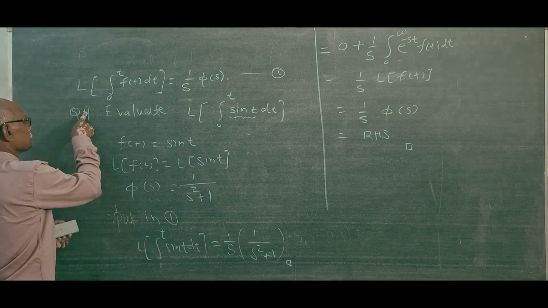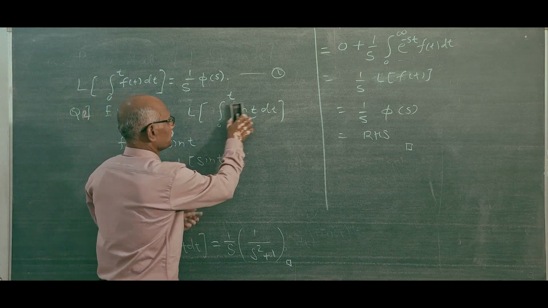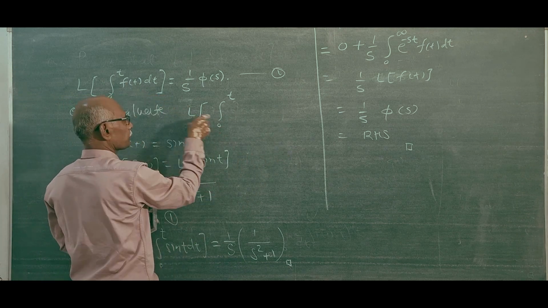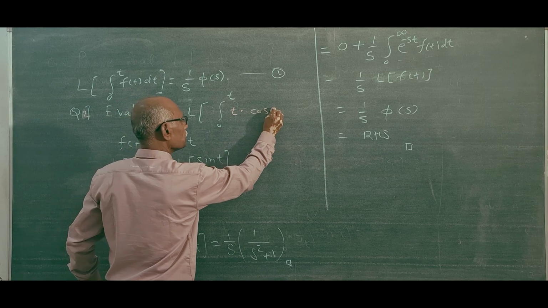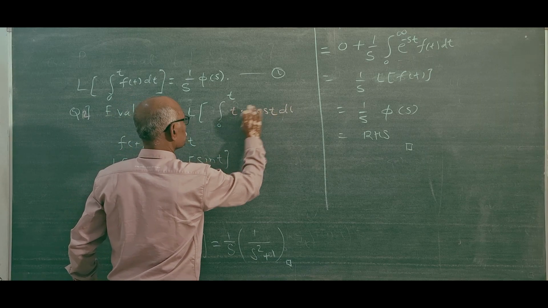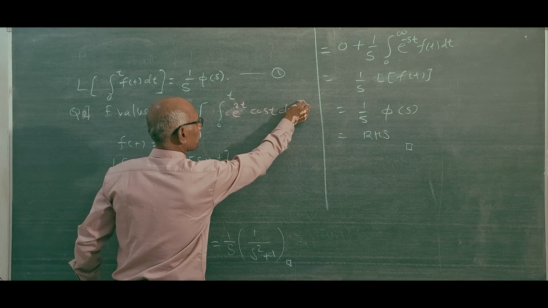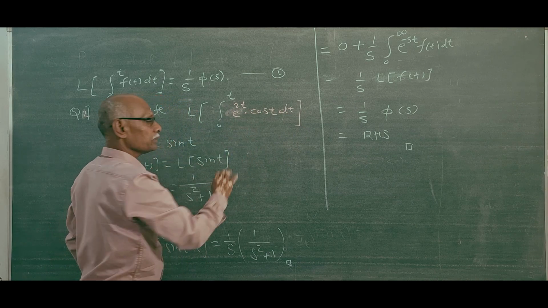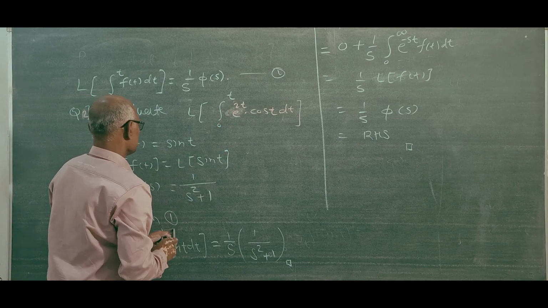Suppose your question is like this: evaluate Laplace. Integration is compulsory, and inside the bracket t into, suppose we are given cos t and then multiplied by, sorry, e raised to 2t into cos of t dt. Right? Now this question becomes somewhat difficult because directly phi s cannot be calculated in this case.